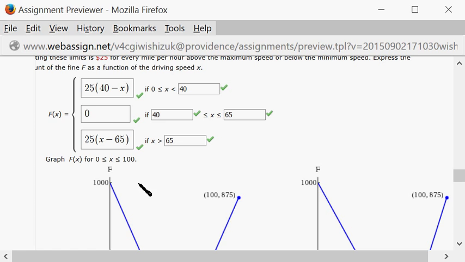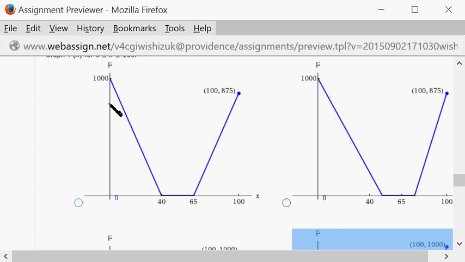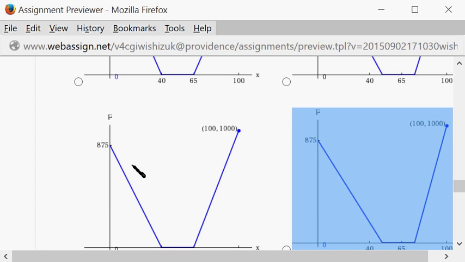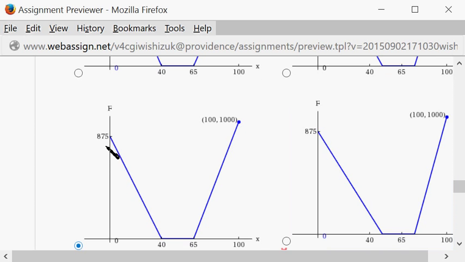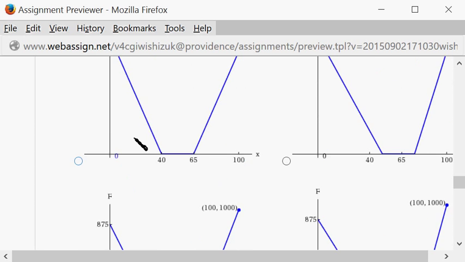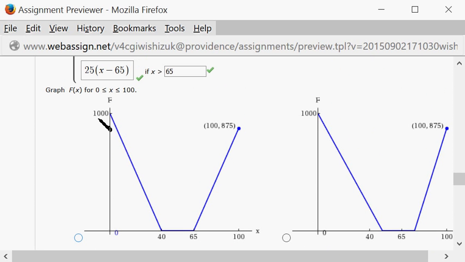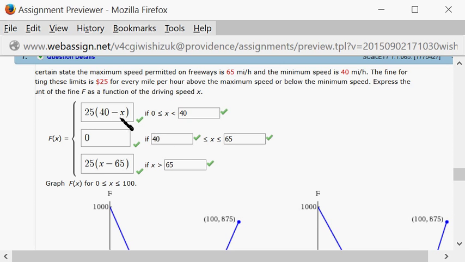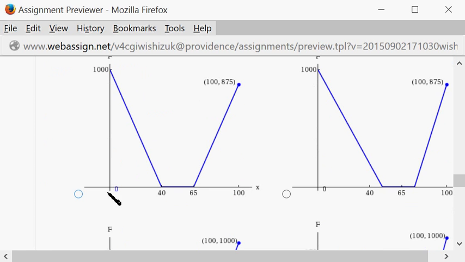When x equals 0, 40 times 25 would be 1,000, so it's starting at the right place here. Look at this one. When x equals 0, it starts at 875. If you're sitting on the freeway, this is the fine you would have to pay. But here it's 1,000, so this matches the description, and this is the only one.